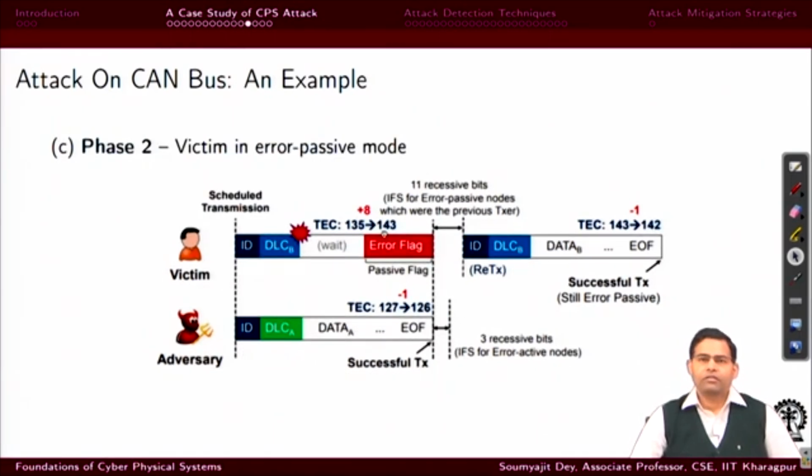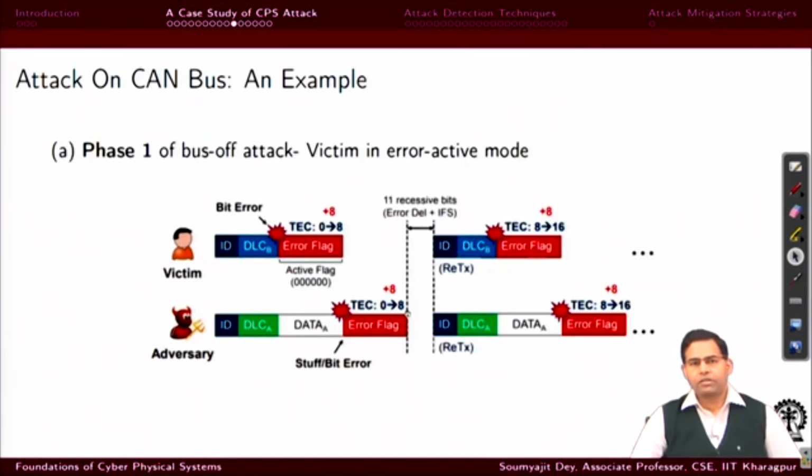Now again, every time there is a message collision created by the adversary, we will have this as +8, and we will have here a -1, and then there will be a retransmission, due to which there will be a -1 here. So in effect, in every transmission the victim is having an effective +7 and the adversary is having an effective -1. So in this phase 2, when the victim is in error passive mode, let us understand again: in phase 1, both of our TECs were increasing, with the only difference that the victim's TEC was increasing in the previous cycle.